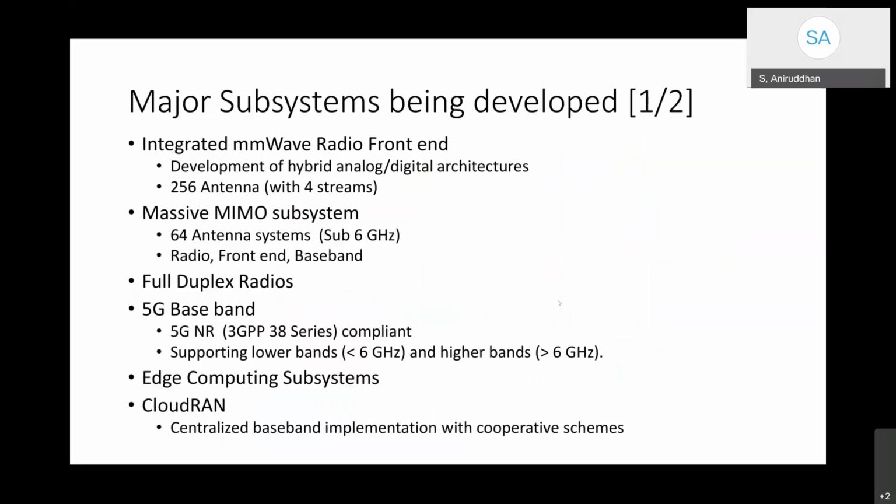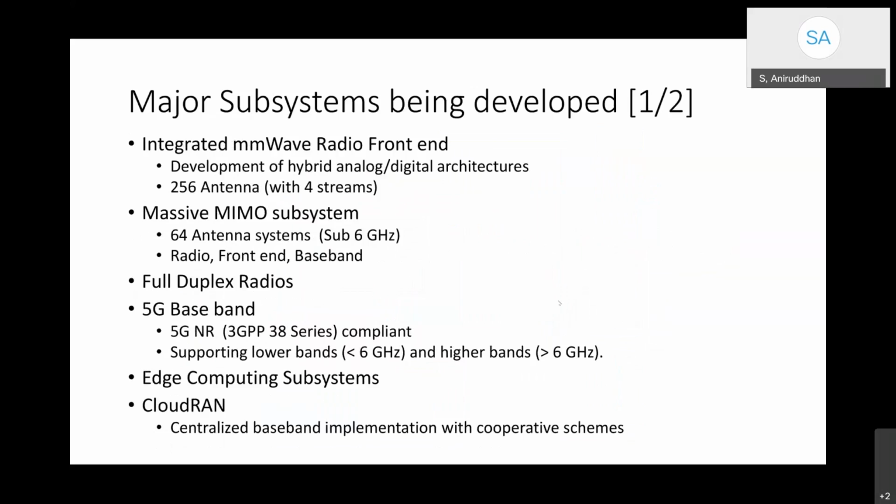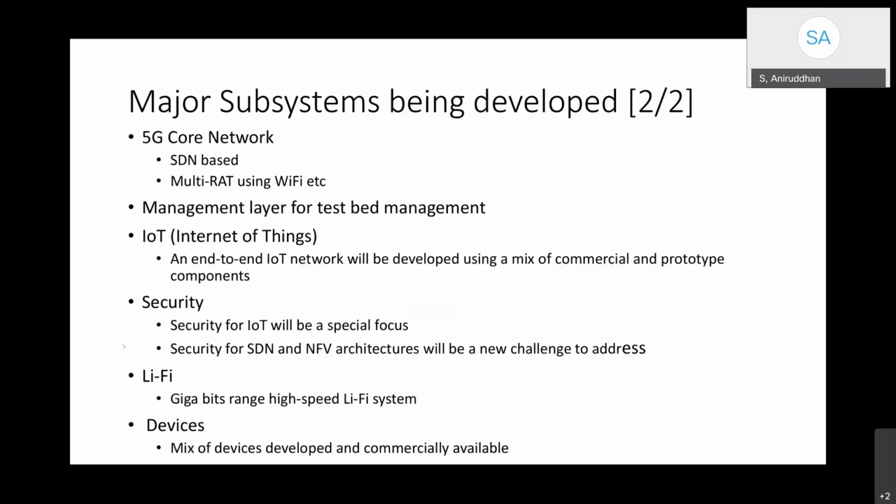I think I have covered all of this. I'm going to skip this here, because I've covered various aspects of this in the different slides leading up to this slide. The subsystems will include massive MIMO, which is the sub-6 gigahertz band, and the millimeter wave radios. We will have the 5G baseband, which will be 5G New Radio standards compliant. It will support both lower bands and higher bands. It will consist of Cloud RAN, full duplex radios, the core network, IoT, security, Wi-Fi, and so on.